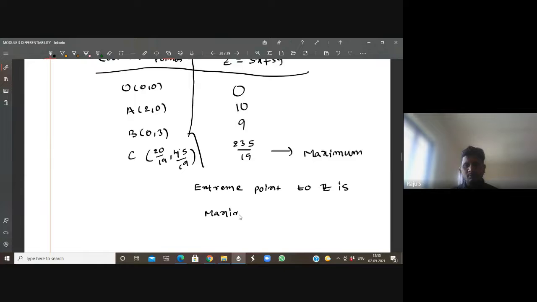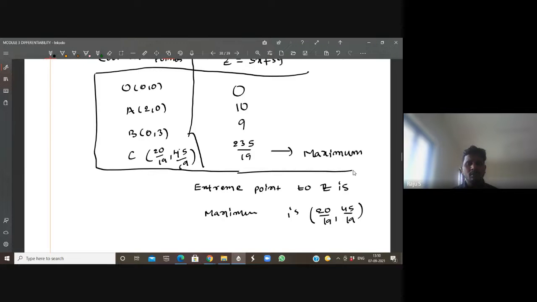Z is maximum at 20 by 19, 45 by 19. So what about the maximum value? The maximum value is clearly 235 by 19. At what point? The point of extreme theorem. This is called the extreme point theorem. Here we don't want the point, but we should find the values properly, that is the maximum value.